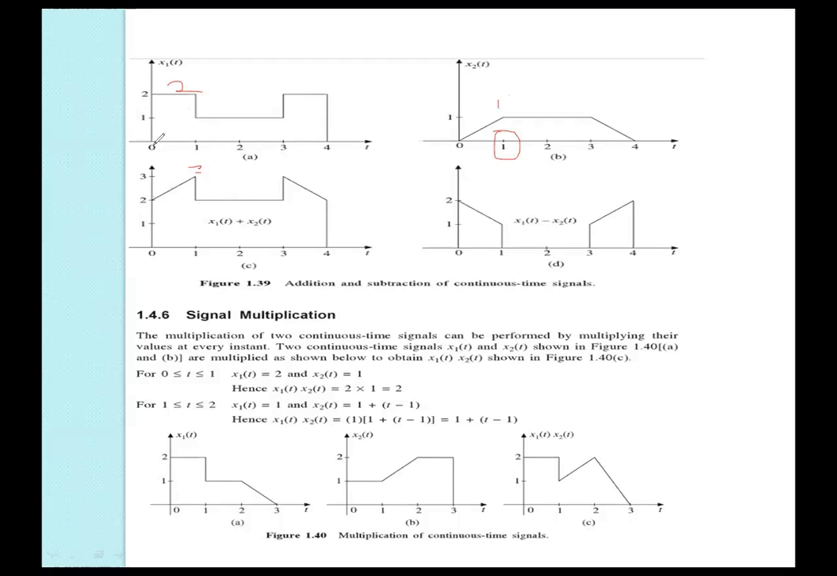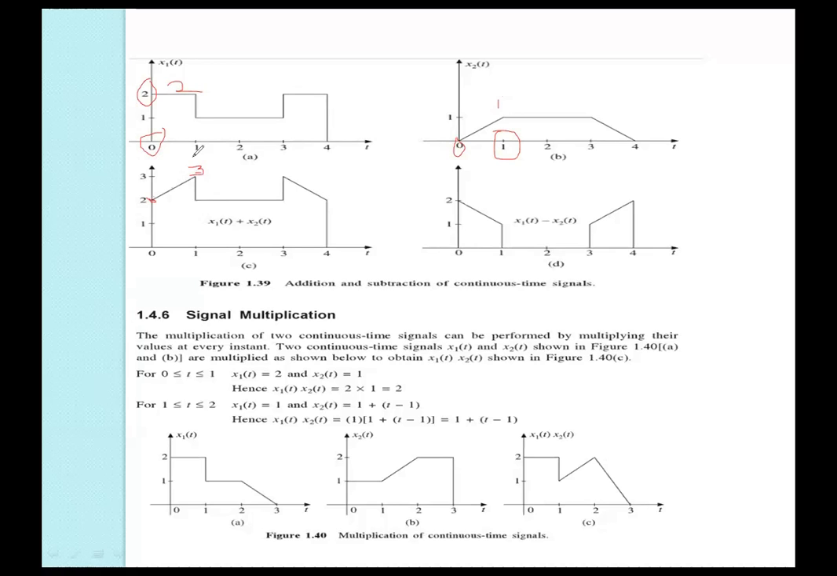Let us see again. At 0, the value of x1 is 2 and the value of x2 is 0, so 2 plus 0 is 2. Next, consider 0.5. The value of x1 is 2 only, but x2 increases to 0.5, so 2 plus 0.5 is 2.5. And at 1, x2 is 1, so 2 plus 1 becomes 3 here.